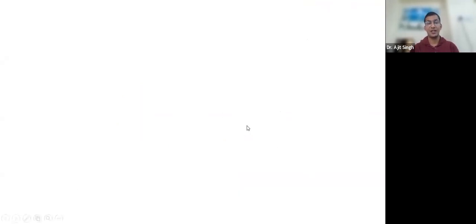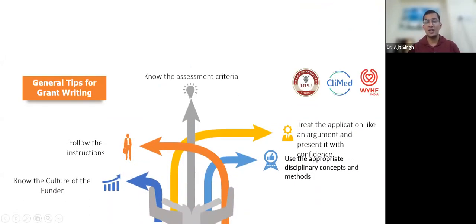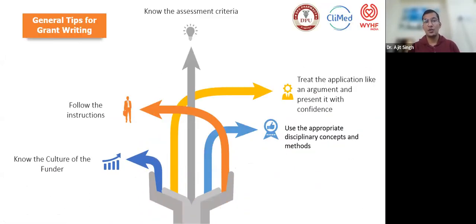So let's start. The first thing I want to start with is general tips for grant writing. We should always keep in mind these general tips when we are going to write any kind of grant proposal for any agency, whether it is ICMR, CSIR, the Council of Scientific and Industrial Research of India, the Department of Science and Technology, or the Department of Biotechnology, DBT, anything.